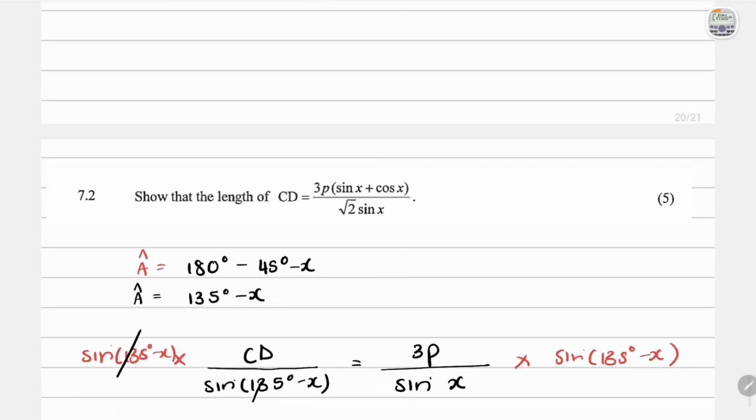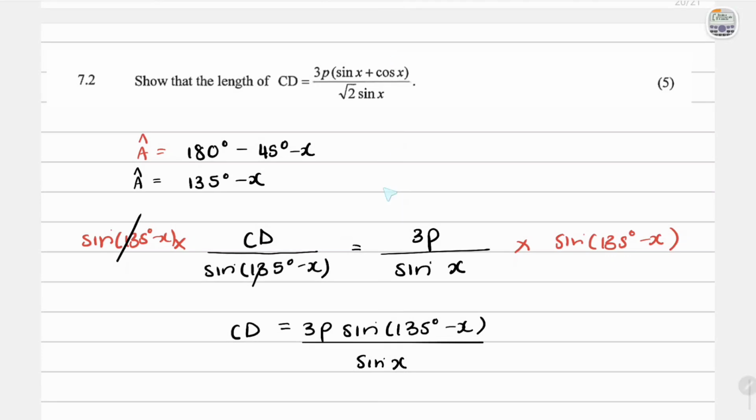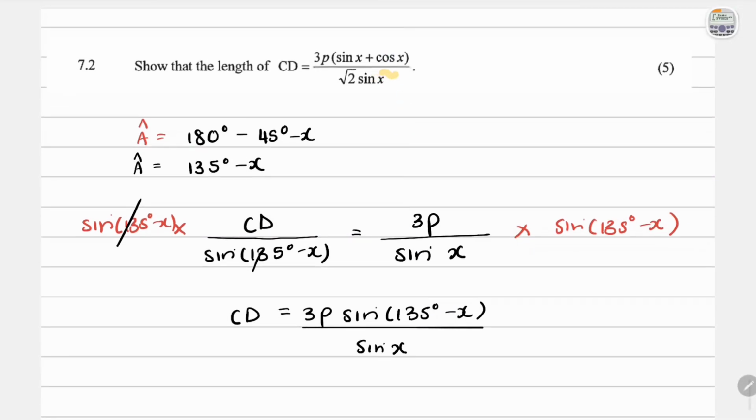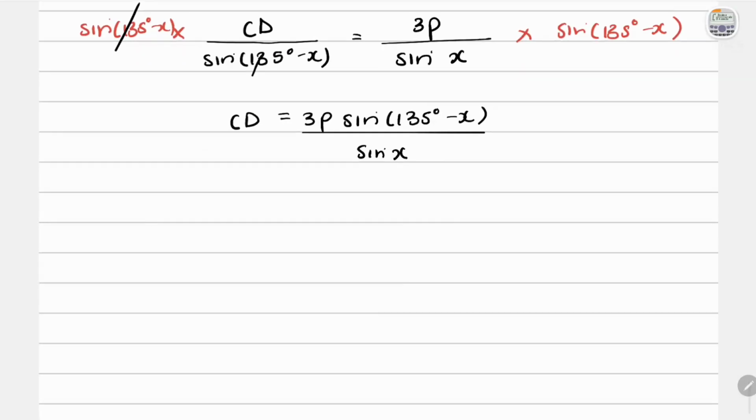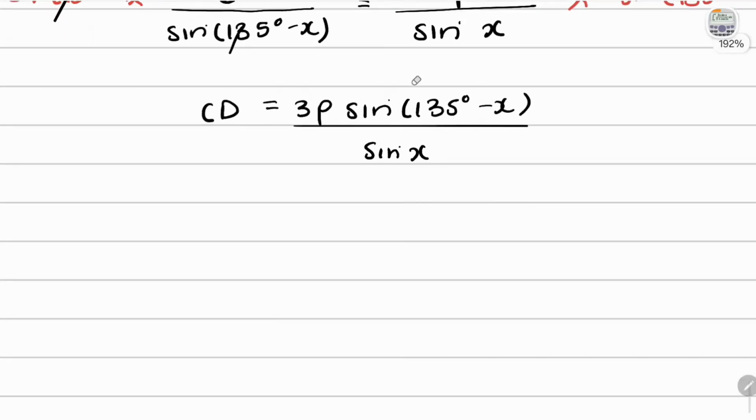And let's just see. Okay, it doesn't really look like what we have yet. So there's clearly some more simplifying that we need to do. But you see that we are on the right track because you see we have sine X, we've got sine X as well. We've got 3P here, we also have 3P here. So we just need to simplify that. That's all. Okay, let's see. We can actually break this up. So you see we have CD is equal to 3P.